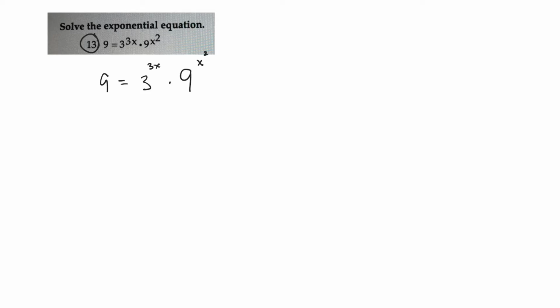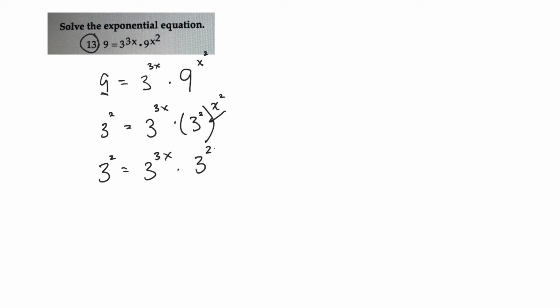Okay, it'd be nice to get everything to the same base. So why don't we change this 9 to 3 squared is equal to 3. That one's already a 3, so I'll leave that. Times this 9, let's change it to 3 squared to the x squared. Okay, let's deal with this here. That's power by power, so you multiply. So it'd be 3 to the 2 times x squared, or 2x squared.